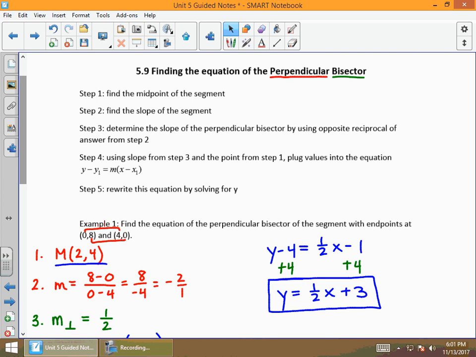And then find the equation of the line from there. And that's a matter of plugging things in and using some algebra then to solve for y. So make sure that you know those 5 steps. Find the midpoint, find the slope, find the opposite reciprocal, plug into the equation, and solve for y. If you can do that, you're in real good shape in Unit 9.